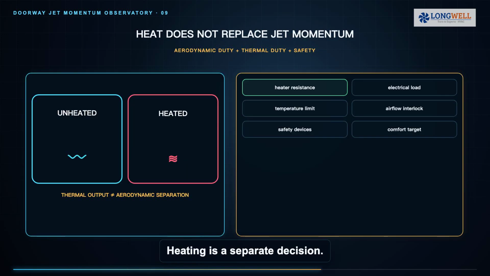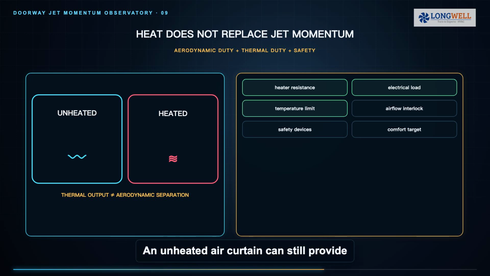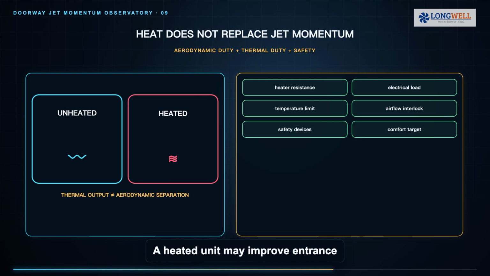Heating is a separate decision. An unheated air curtain can still provide aerodynamic separation. A heated unit may improve entrance comfort or address a project requirement, but heat does not replace jet momentum. The heating section also changes resistance, electrical load, temperature limits, controls, and safety devices. Evaluate aerodynamic and thermal duties separately, then verify them together in the final unit.